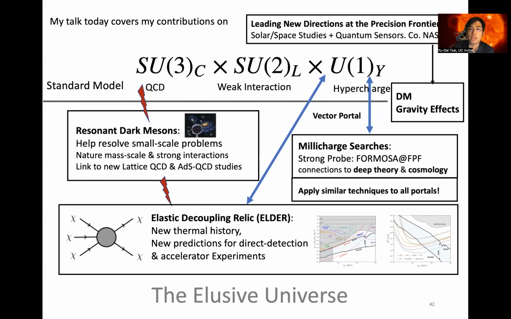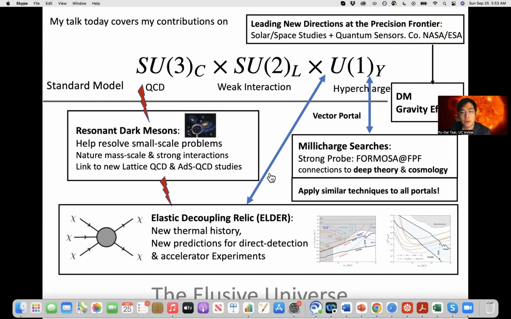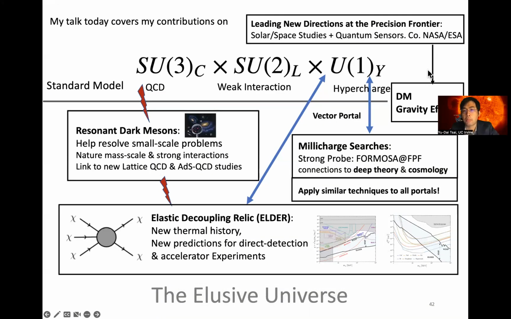Also, I'm leading new directions at the precision frontier. These include the solar space study plus quantum sensors, collaborating with NASA and ESA people to study the dark matter gravity effect. And there are also millicharge searches, where one proposal is studying the U(1)_Y sector to have a strong probe at FORMOSA at the Forward Physics Facility, which has a deep connection to theory and cosmology. And we can apply these similar techniques to all portals.